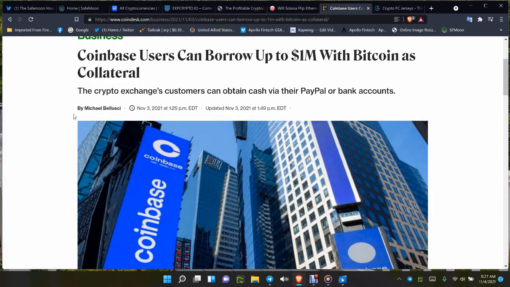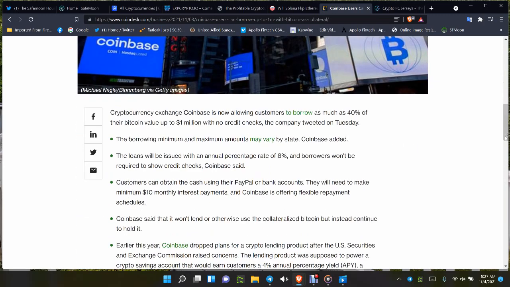I don't know. Coinbase users can borrow up to $1 million with Bitcoin as collateral. This is sort of a misleading title. You cannot get a $1 million loan from Coinbase or use it as collateral. What it comes down to is you're taking it out of your balance. Cryptocurrency exchange Coinbase is now allowing customers to borrow as much as 40% of their Bitcoin value. You can take your money out of Coinbase and get your own money your own way. You don't need them to set it up. But it does give you an interest rate, and that could be good, especially with the volatility of Bitcoin.